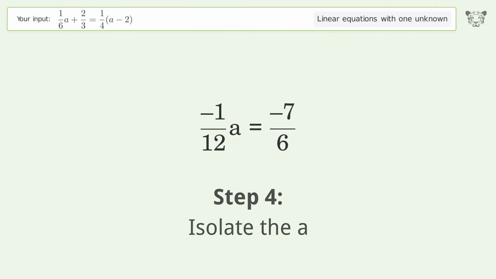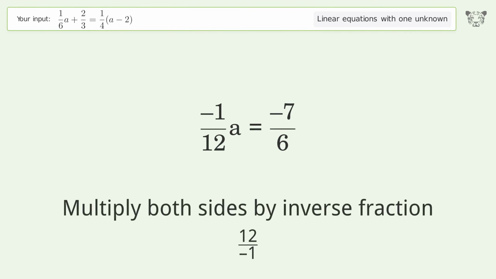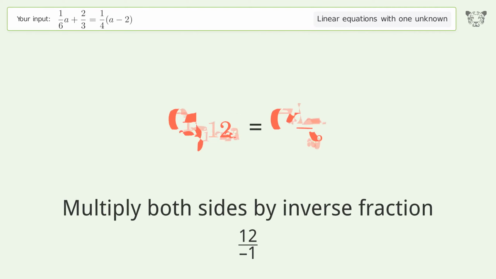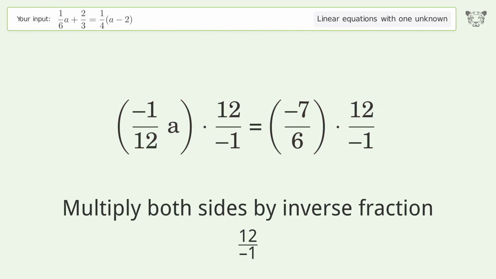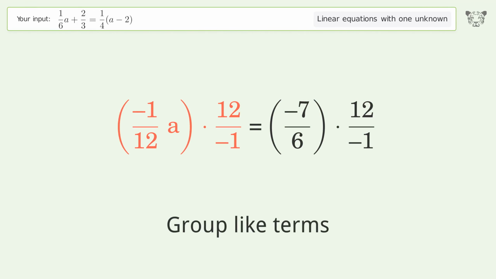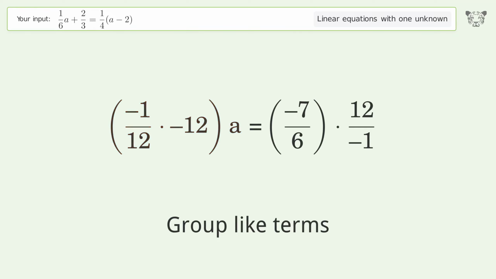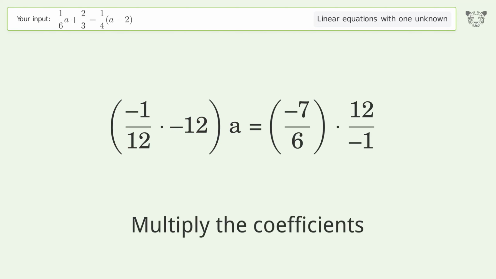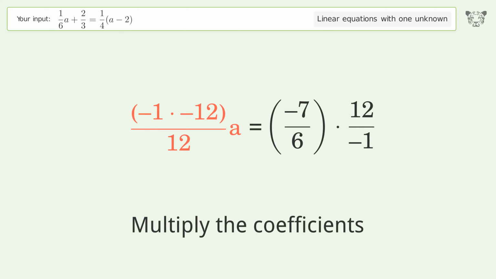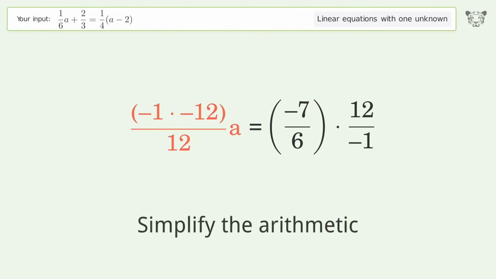Isolate the a. Multiply both sides by inverse fraction 12 over -1. Group like terms. Multiply the coefficients. Simplify the arithmetic.